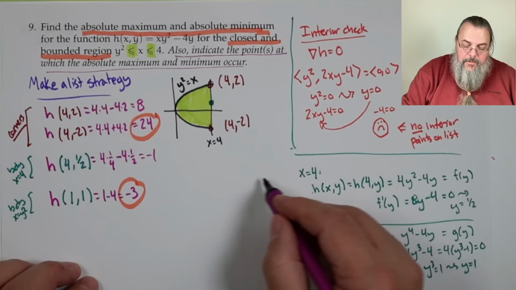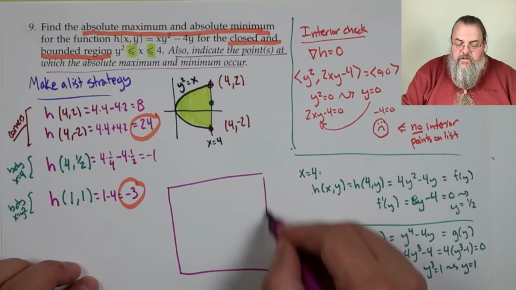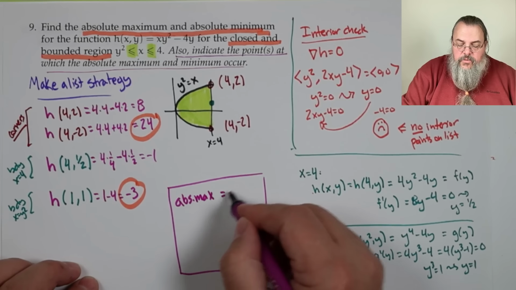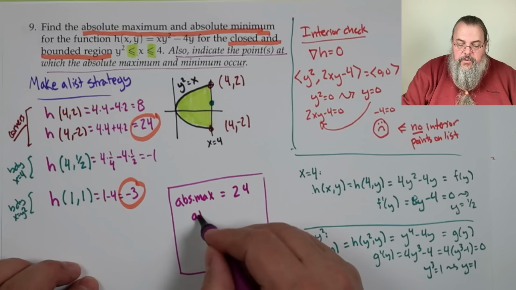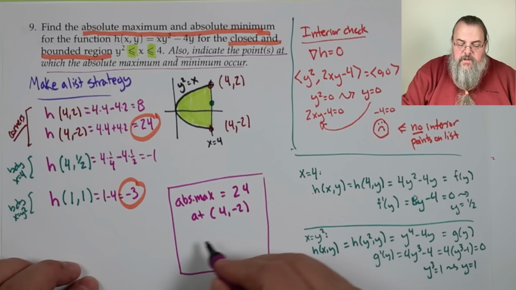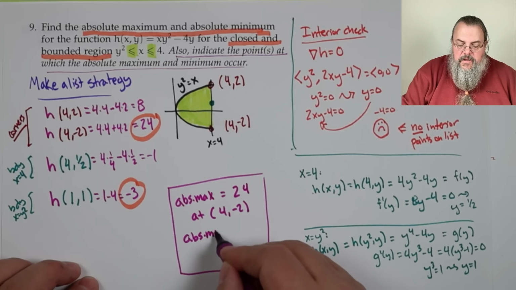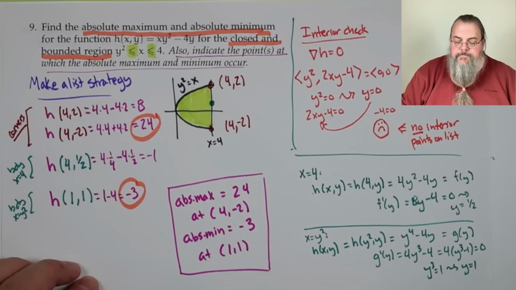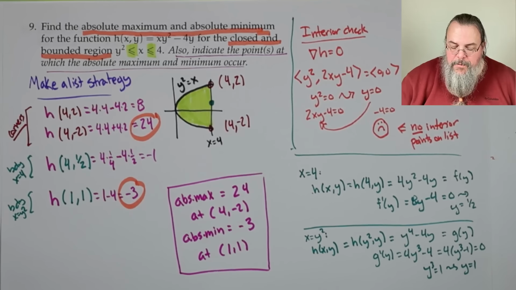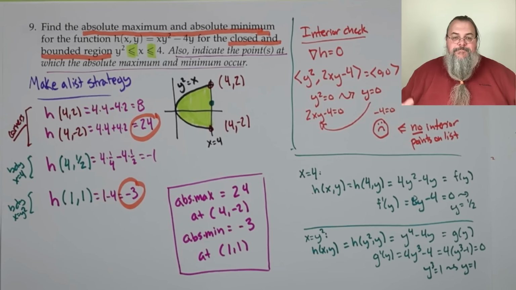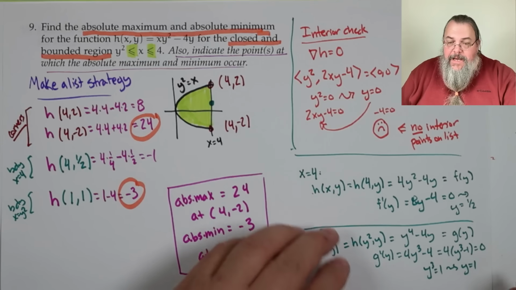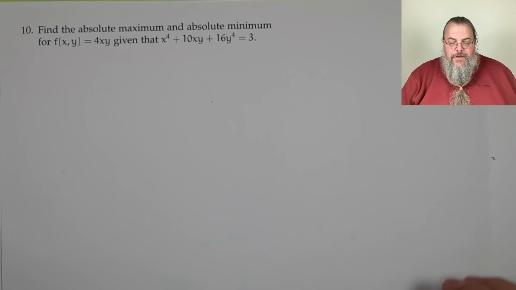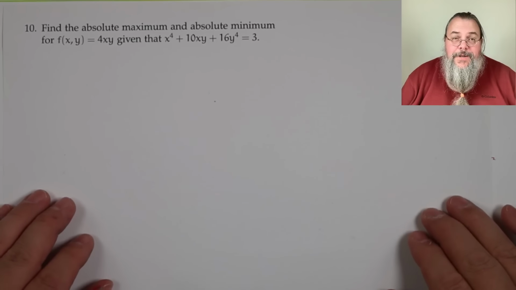So here we go. We're ready to put our answer. We'll put it inside this box. Absolute max is 24 at the point 4, negative 2. Absolute min is negative 3 at the point 1, 1. And there we go. That's the answer. All right, good. Well, that's number 9. That leaves us with our final problem. One last problem.